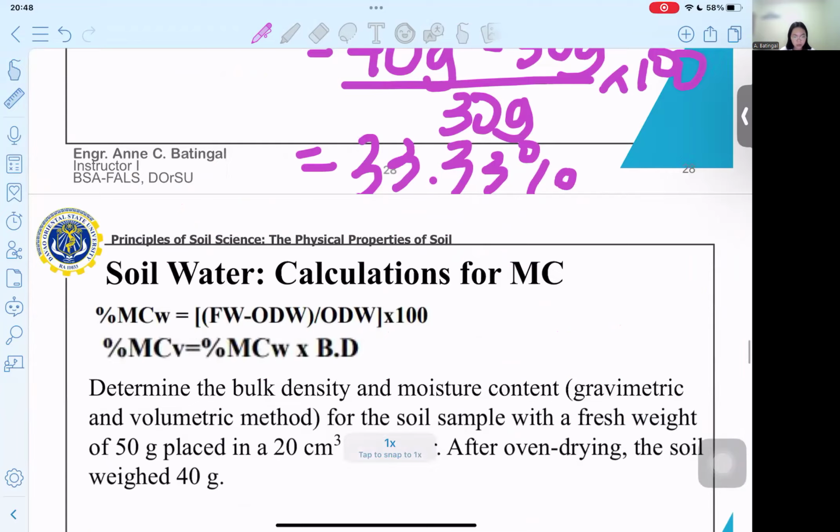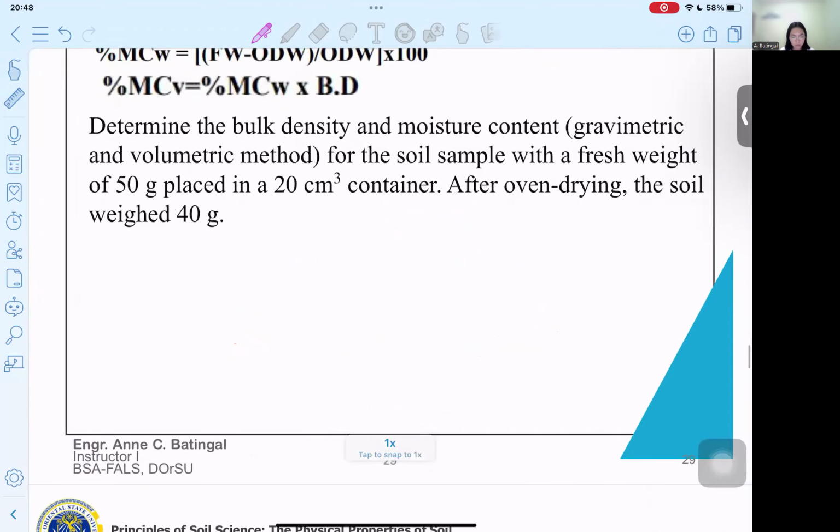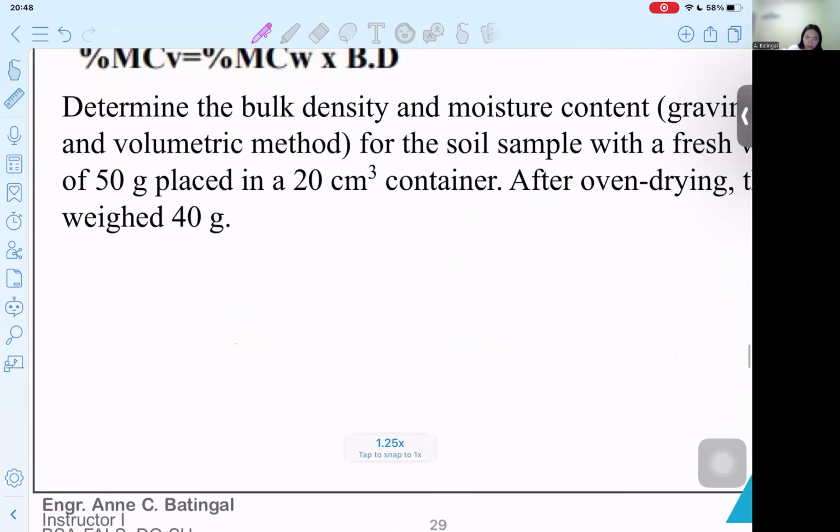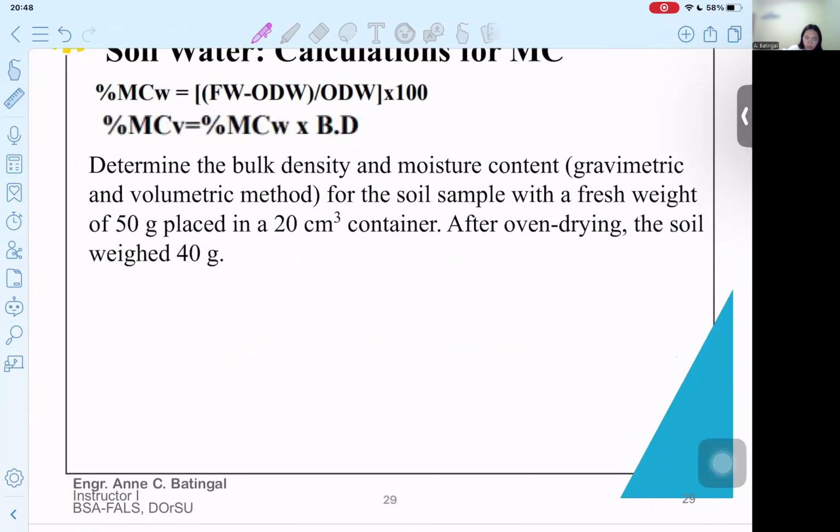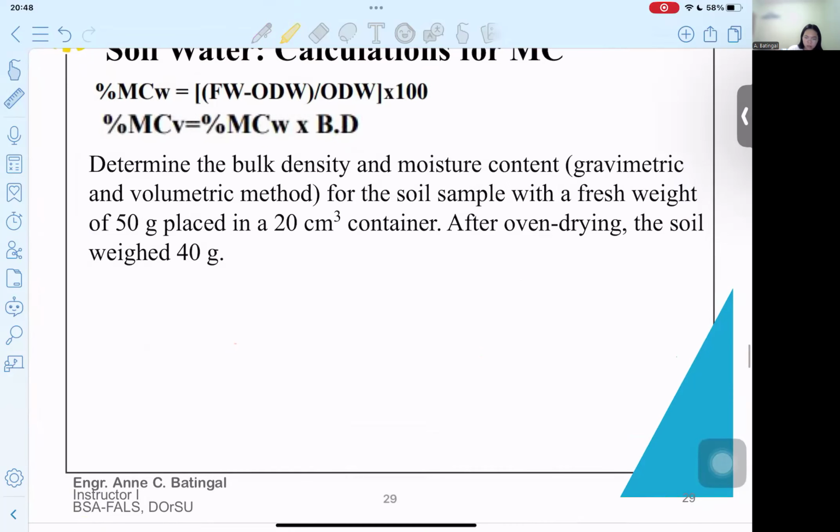Okay, last, determine the bulk density and moisture content, gravimetric and volumetric method, for the soil sample with a fresh weight of 50 grams placed in a 20 cubic centimeter container; after oven drying, the soil weighs 40 grams. Okay, so for the bulk density, kailangan na nato ang kaning mga formula. Gipangayo man gravimetric and volumetric. Gravimetric is by weight, volumetric is by volume.